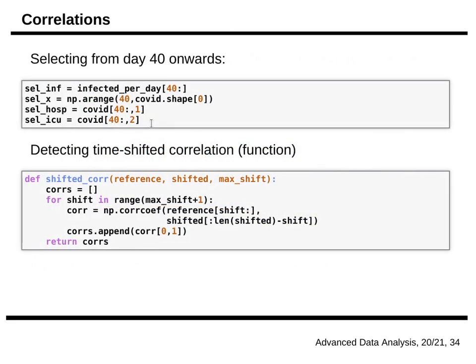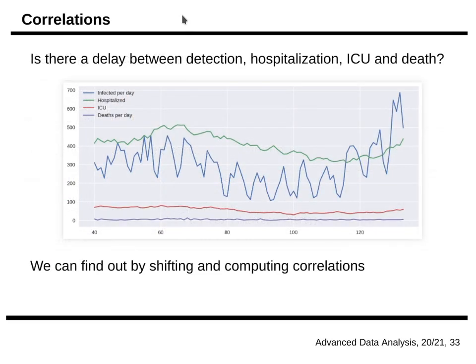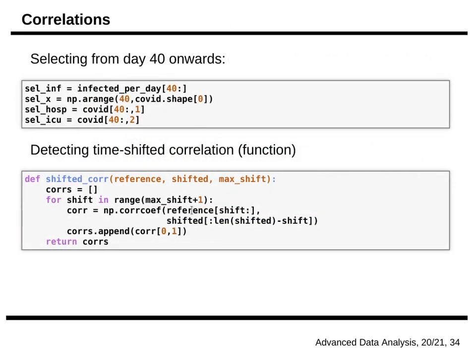So first we're going to select data from day 40 onwards. So this is the selected infected per day, the selected hospitalization, ICU. We're also going to create an X value here, so we can plot our data like this. Instead of starting at 0, we start at 40, because we need to remember that we threw away the first part of our data. And now we're going to create a function to measure the time-shifted correlation. We receive two sets of values.